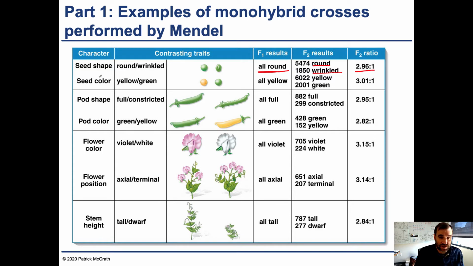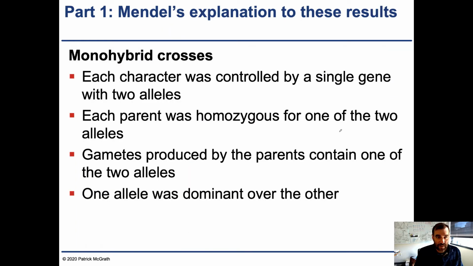And so he did this with all 7 of these characters. He found that one of the 2 traits was dominant. So round is dominant, yellow is dominant, full is dominant, green, violet, axial, and tall. All of these F1 offspring all had the exact same phenotype. And in all cases, when he then took it to the F2 generation, he almost always found something that was pretty close to a 3-to-1 ratio. So not exactly, this is because of stochasticness and statistics, but it was all pretty close to a 3-to-1 ratio.